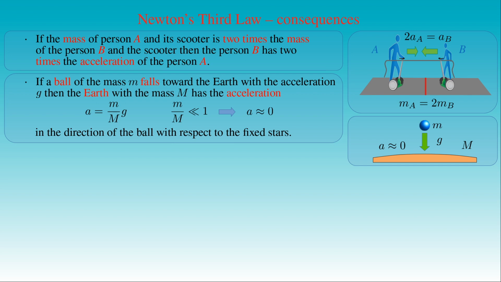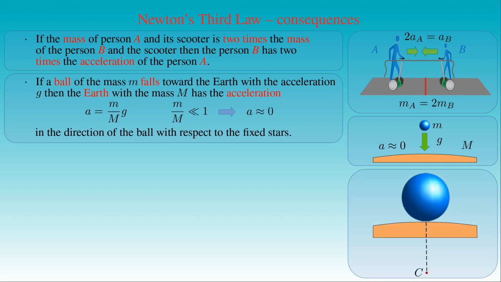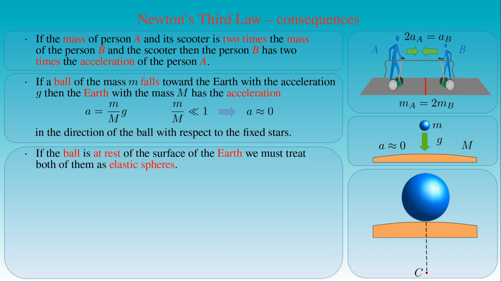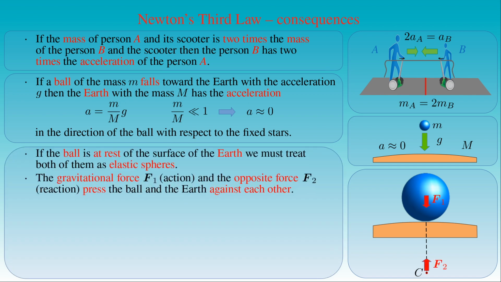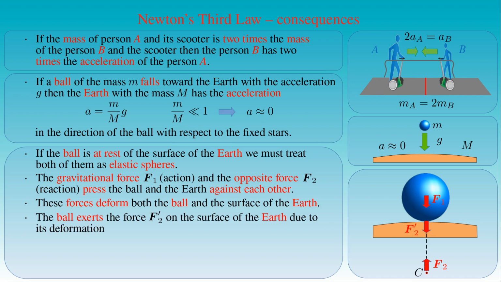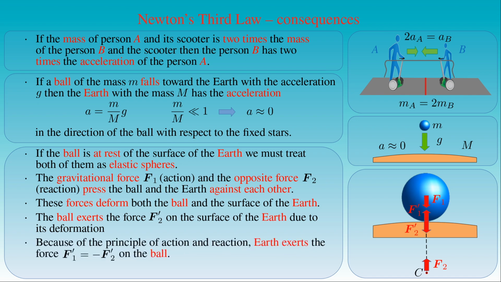We can also consider the static case of the interaction between the ball and the Earth, when the ball is at rest on Earth's surface. In this case, we have to treat the ball and the Earth as elastic spheres. The gravitational force F1, considered as action, and the opposite force F2, considered as reaction, press these spheres against each other, which deforms the ball and the surface of the Earth. As a result, the ball exerts a deformation force F2' on the surface of the Earth, drawn at the center C of the Earth. Because of the principle of action and reaction, the Earth also exerts the force F1' on the ball, which is equal to minus F2'.